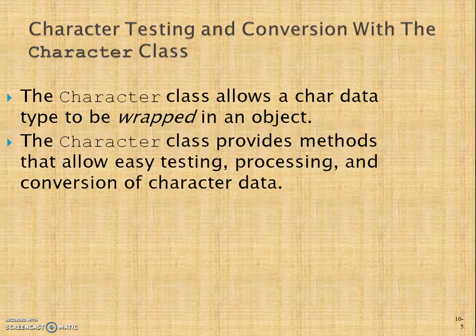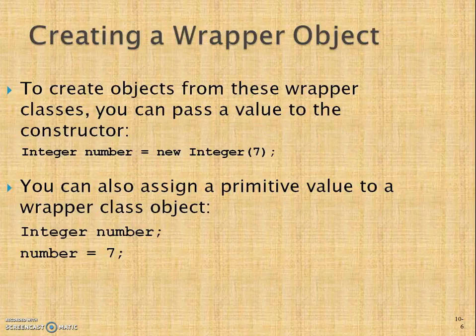For example, the Character class allows a char data type to be wrapped into an object. Again, as we discussed, it contains many methods. Similarly, the Character class also has some methods that allow easy testing, processing and conversion of character data. We can discuss how to wrap and unwrap later. Here I am quoting a simple example.